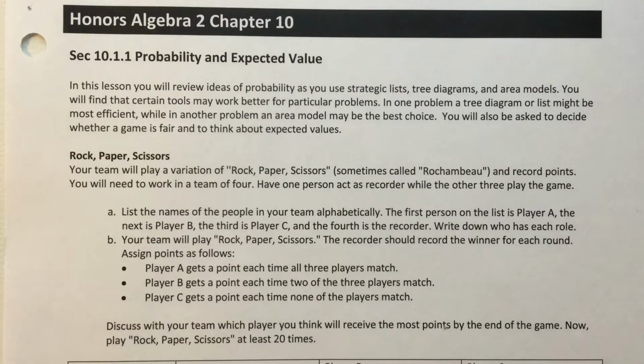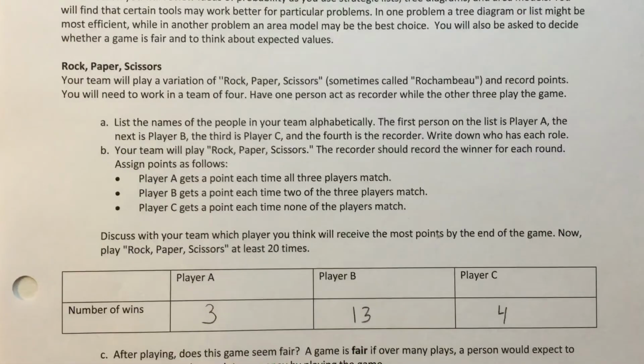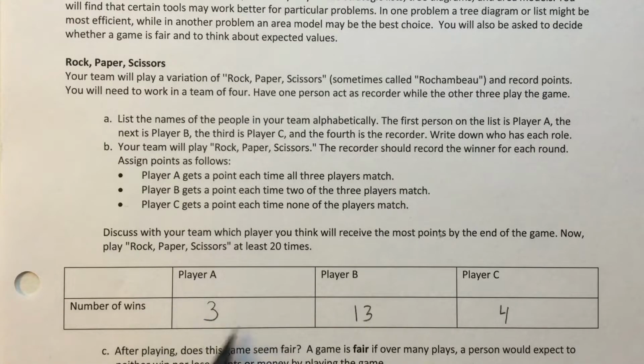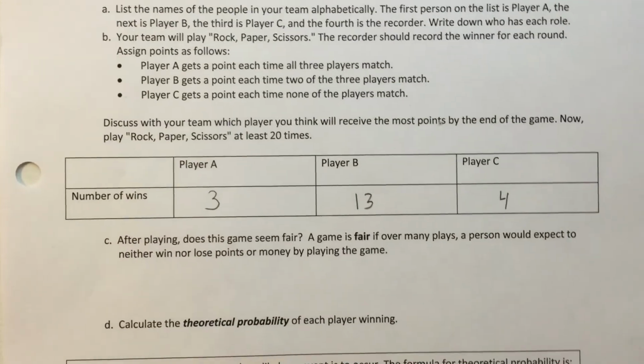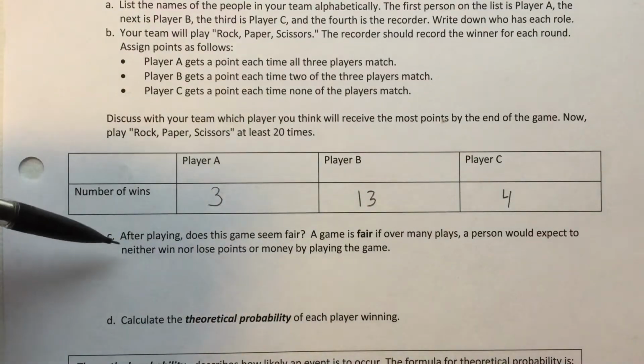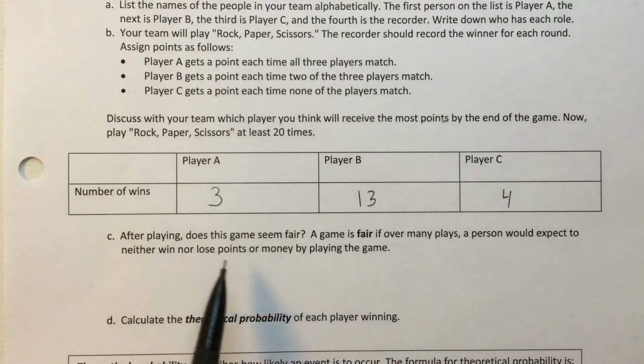Obviously, I have done this before, and this is some of the data I got one time. In this case, person A won 3 times, person B won 13 times, and person C won 4 times. After looking at this data and our experimental results, does the game seem fair? By definition, a game is fair if over many plays a person would expect to neither win nor lose points or money by playing the game.